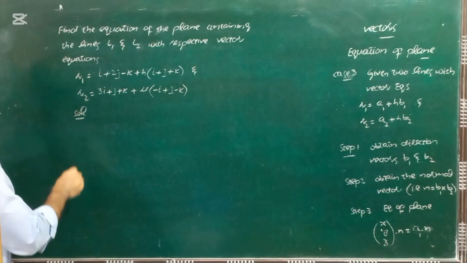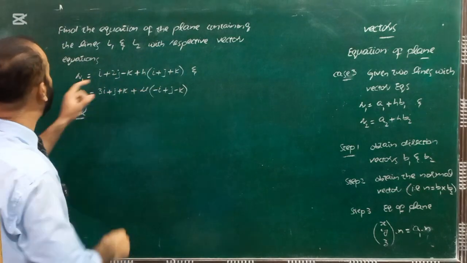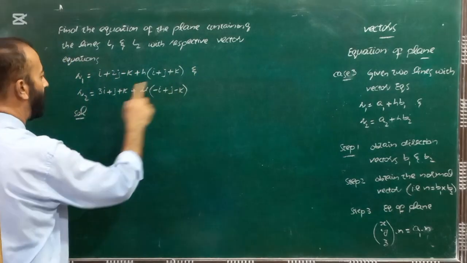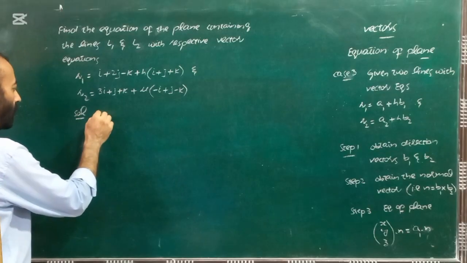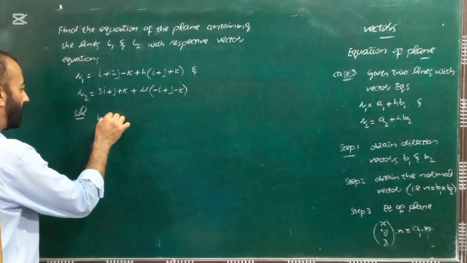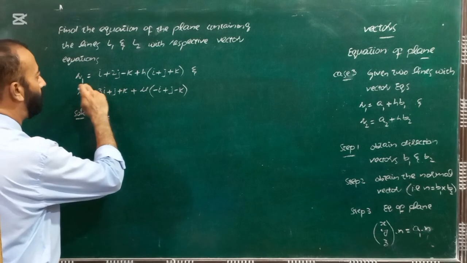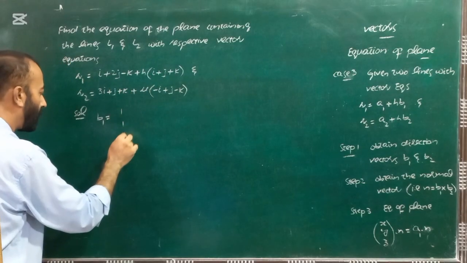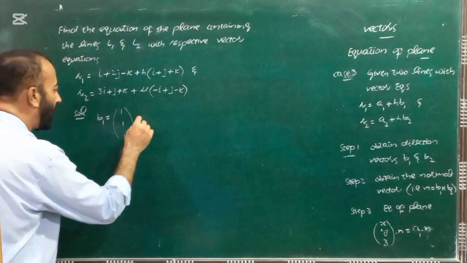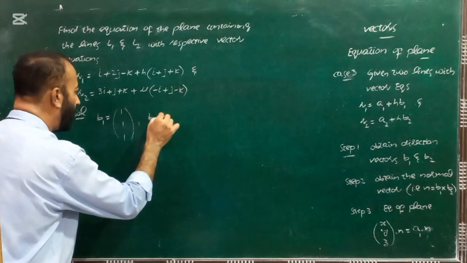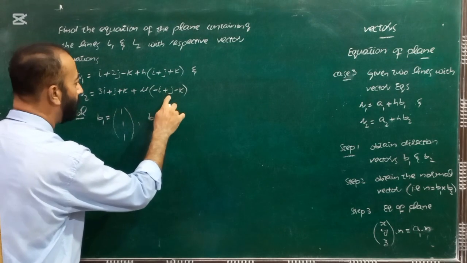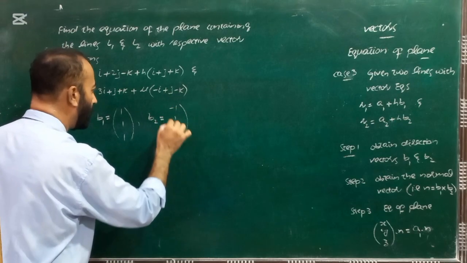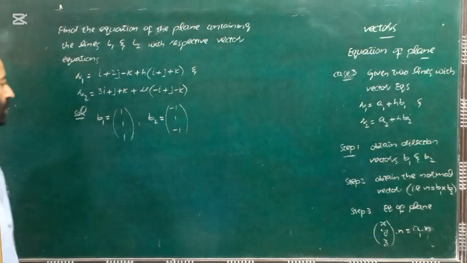So look now, here is a question that will make your concepts more clear. Find the equation of the plane containing the lines L1 and L2 with the respective vector equations. So these are the vector equations. B1, the direction vector of the first line, is 1 1 1, and the direction vector of the second line is minus 1 1 and minus 1. So these are the direction vectors.